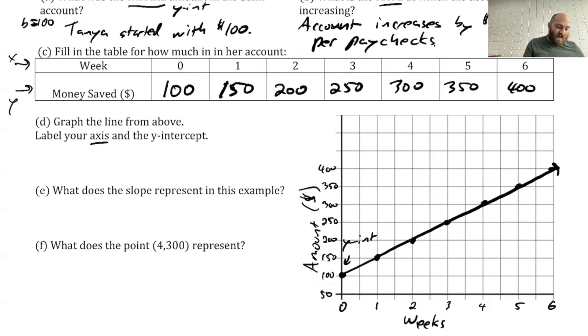Okay, what does the slope represent in this example? The slope here is the amount increase per paycheck.